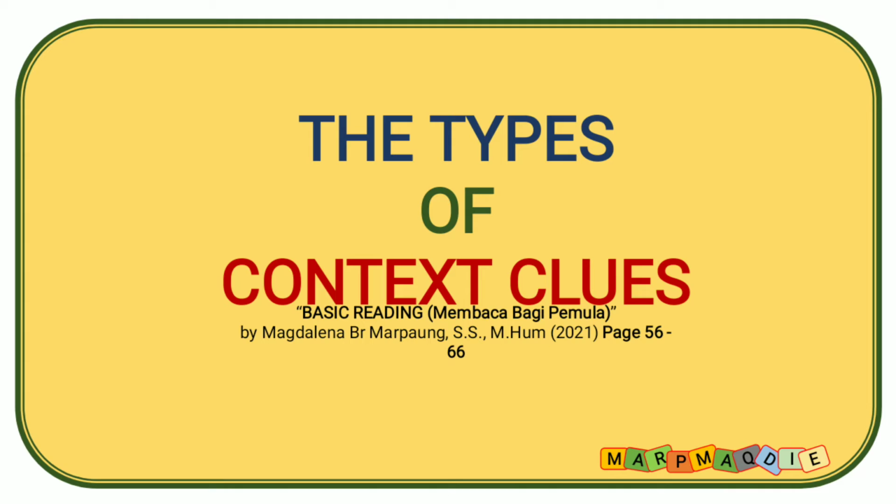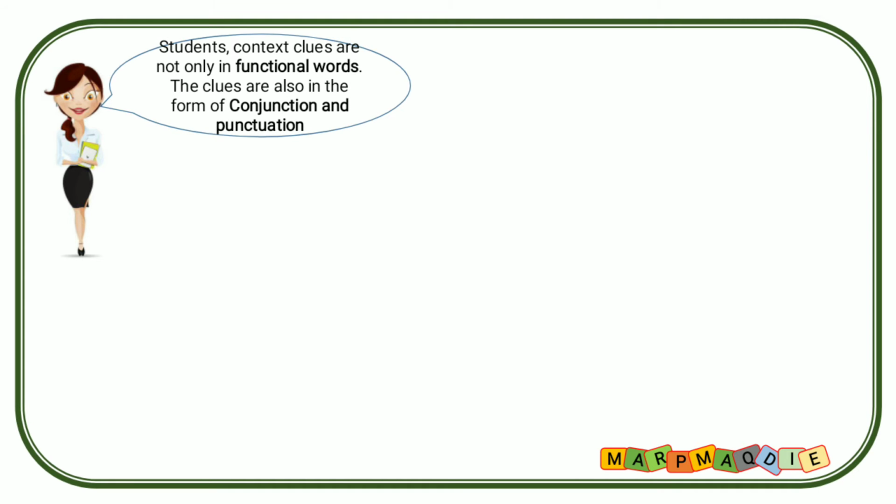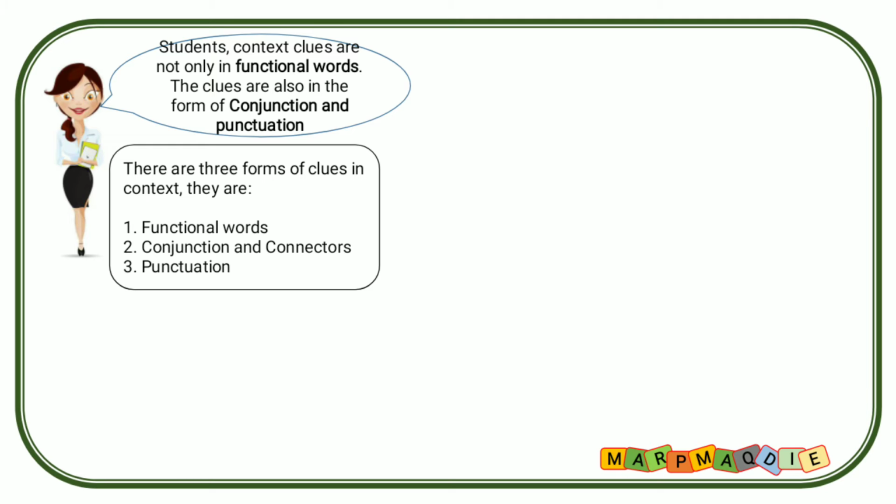Okay, my dear students, at the last meeting you learned that context clues can be in various forms. It is not only in the form of words, but context clues are also in the form of conjunctions, connectors, and even punctuations. So again and again I'd like to remind you that clues in a context can be in the form of words, conjunctions, connectors, and punctuations.